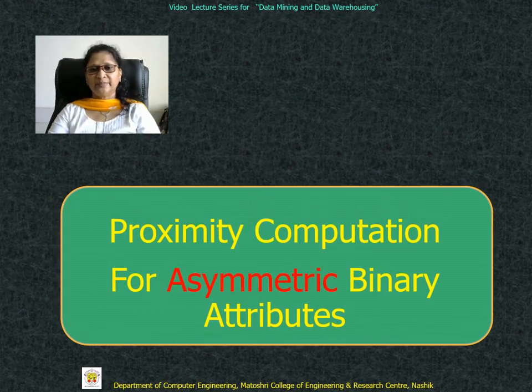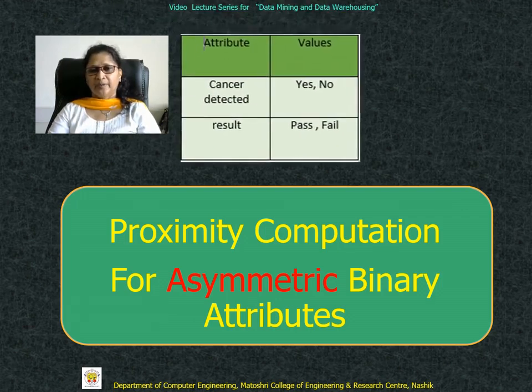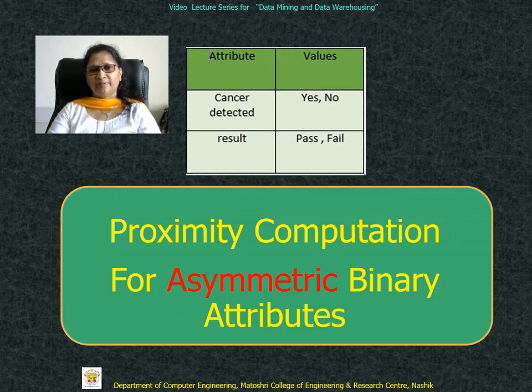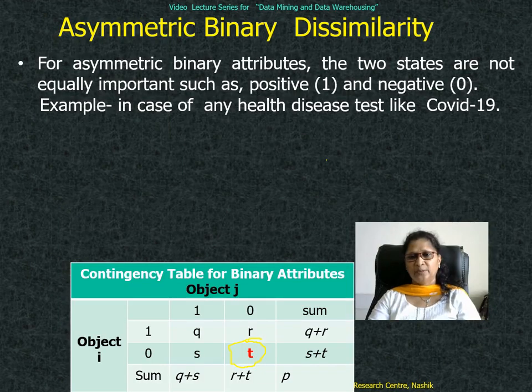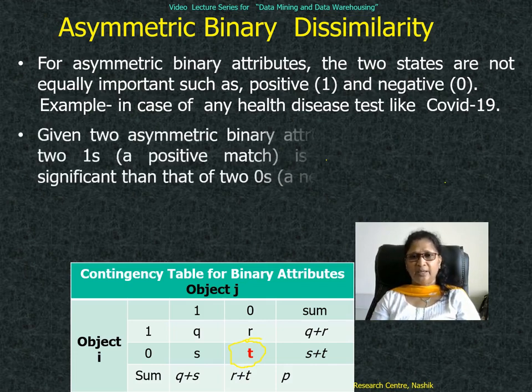This was proximity measure computation for symmetric binary attributes. Now let us learn how to compute proximity for asymmetric binary attributes. Examples we learnt: for particular test examination, student result could be pass or fail, and they aren't equally important. We do not give equal importance to some cancer test, whether it is positive or negative. So the attributes are said to be asymmetric binary attributes. So for asymmetric binary attributes, the 2 states aren't equally important.